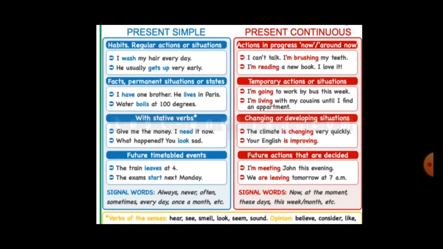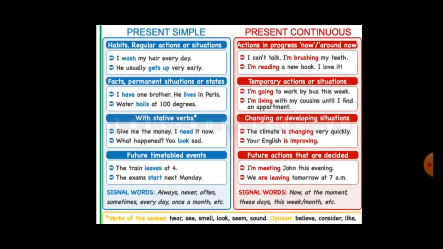Now see again the present indefinite or simple present tense. We describe facts, permanent situations or states. Like, I have one brother, he lives in Paris. Or water boils at 100 degrees. Now in present continuous, we describe temporary actions or situations. Like, I am going to work by bus this week. I am living with my cousins until I find an apartment.